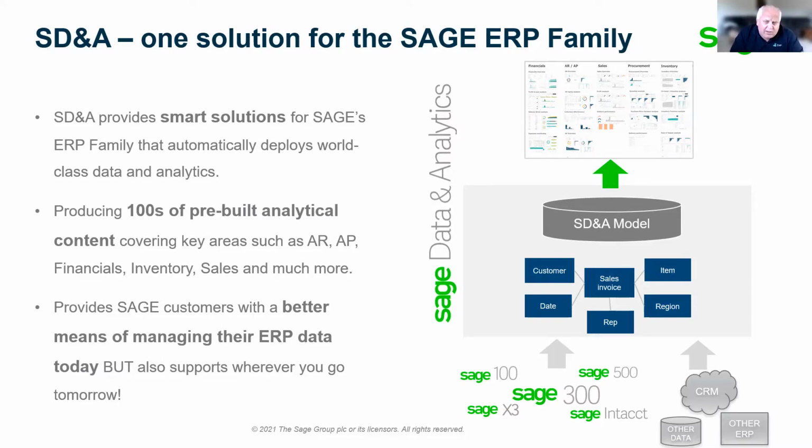So what you're seeing on the screen is probably the most simplistic portrayal of what Sage Data and Analytics is as a platform. We also refer to it as SD&A. SD&A is basically a product that not only focuses on the analytical side of things, which we'll spend some time looking at, but as a platform brings your data very intelligently out of your Sage 100 or other ERP into a centralized data warehouse, all of which the software is running within the cloud.